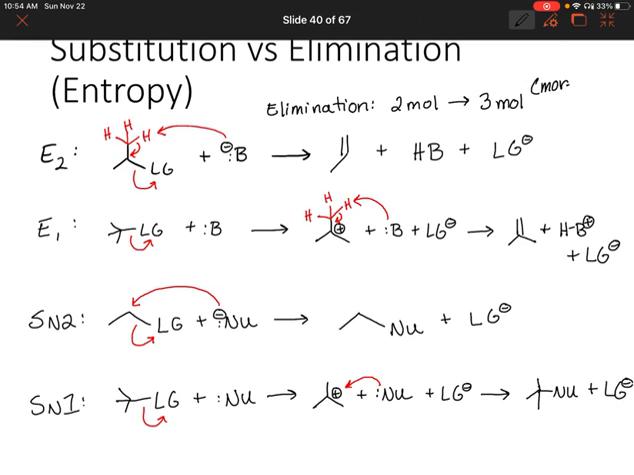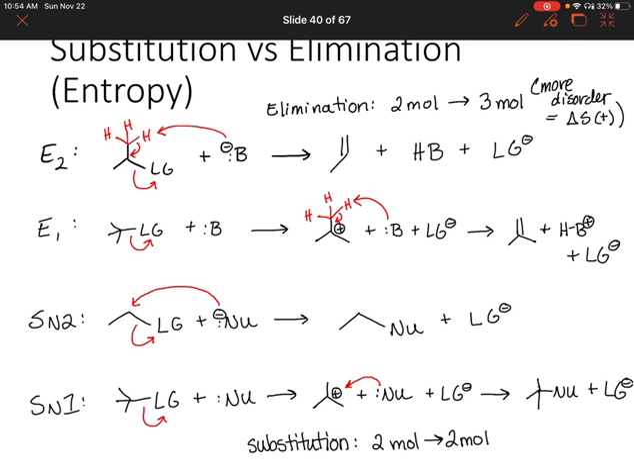So there's more disorder, which equals a positive delta S. So entropy is increasing for elimination reactions. But for substitution reactions, the entropy isn't really changing that much because we're going from 2 moles of reactants to 2 moles of products. So there really isn't a change in entropy in that sense. And of course, we could go into more detail and figure out if there's more freedom of motion, etc. But for now, let's just focus on the moles of reactants and products.